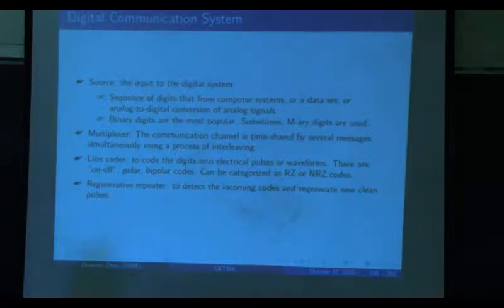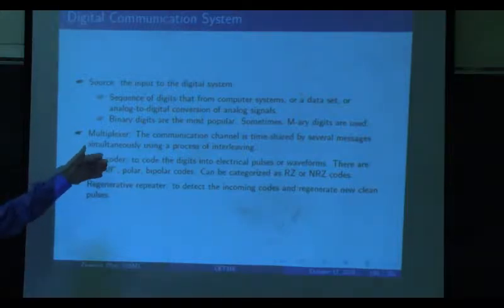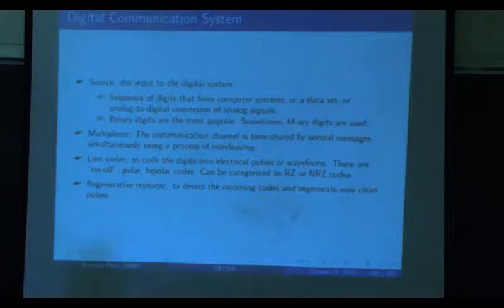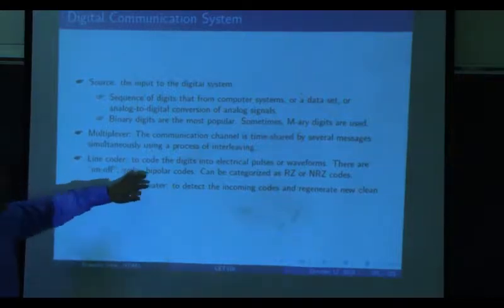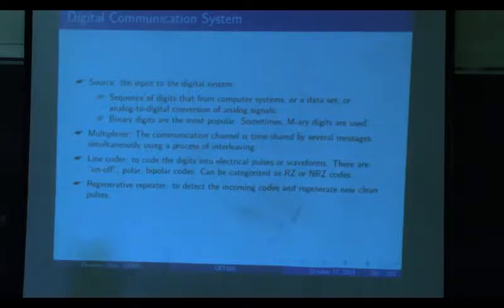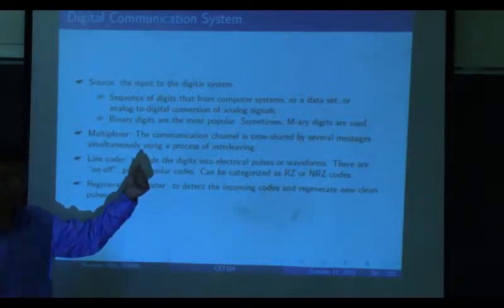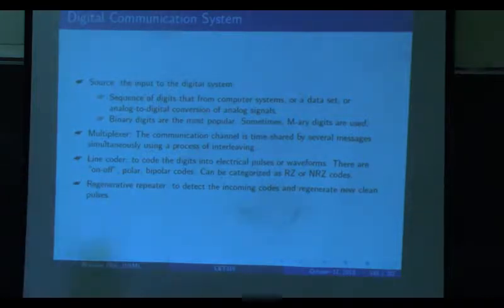But anyway, in this class we are going to discuss a lot of line coders. And in the third lab, you are going to examine all of this in detail. We have on-off, which is very typical, we learned before. And the polar and bipolar codes, classified as return to zero or non-return to zero. If the communication link is very long, then in between we need a regenerative repeater. That means in between we need some device. We receive the signal, reshape it, amplify it, detect the incoming code and regenerate new clean pulses, then transmit again.